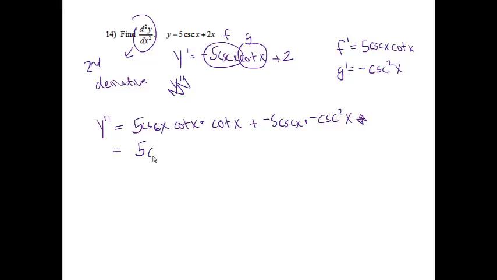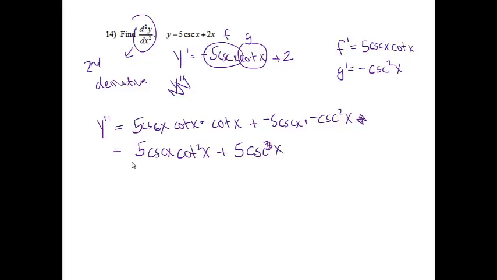So I'm going to have 5 cosecant x, cotangent times cotangent will be cotangent squared x. Notice where we put the squared, we don't put it with the x, we put it right in the middle. And then a negative times a negative would give me a positive. I'll have 5, I now have 3 cosecants, so cosecant cubed x.